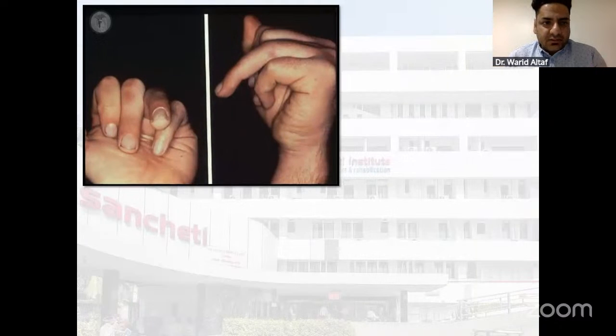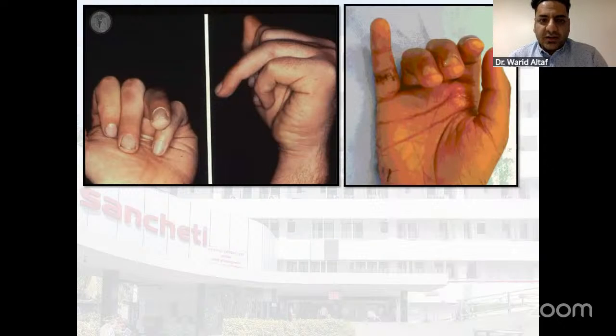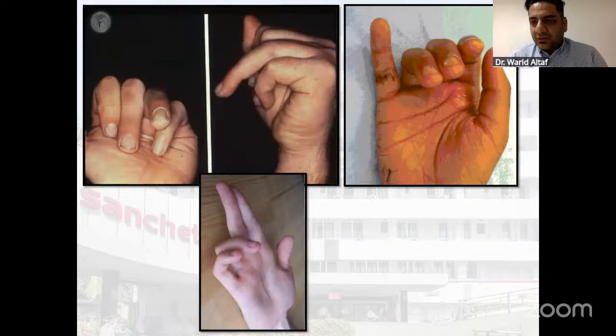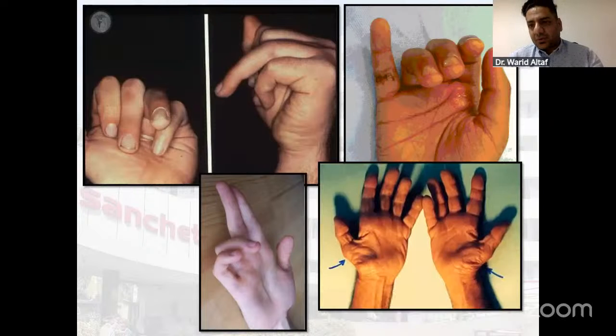If you look at this particular photograph, what do you see? Whenever the patient is trying to flex, there is a deviation in the finger, in the ring finger. And in the second image, you see when the patient is trying to flex, there's no flexion of the little finger. And this is again a spot diagnosis.